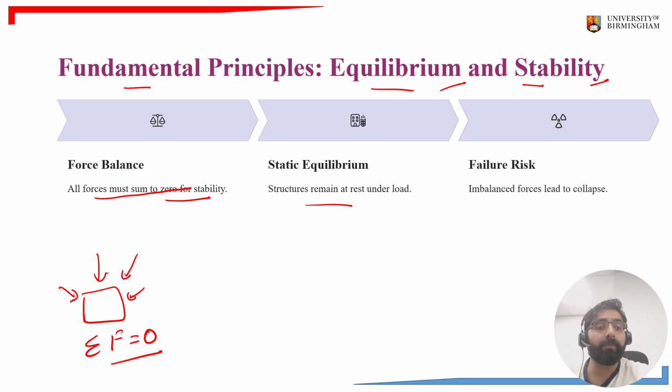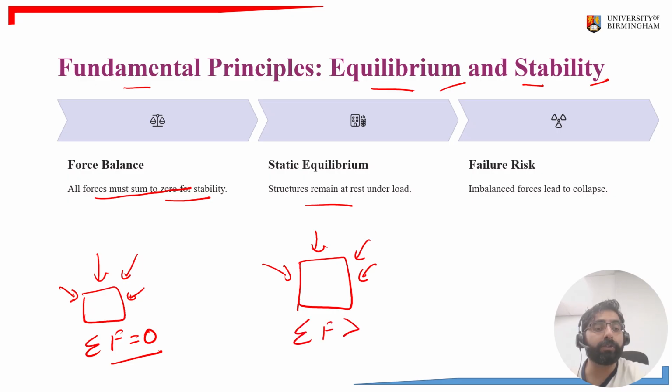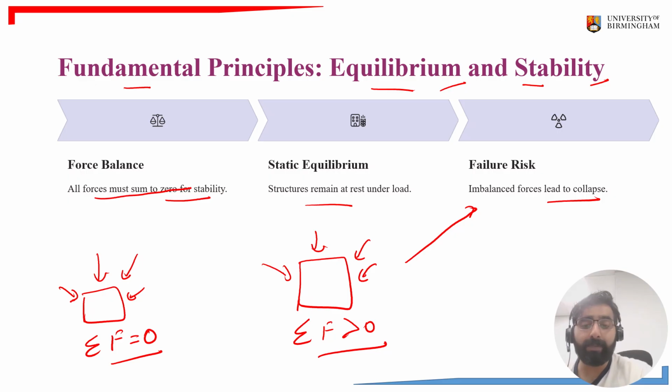If there are unbalanced forces acting upon a body, and the summation of all forces is greater than zero, then the unbalanced forces will lead to collapse of that material. So that material is not accepted in engineering applications, in mechanical engineering or electrical engineering applications. So that needs to be considered.